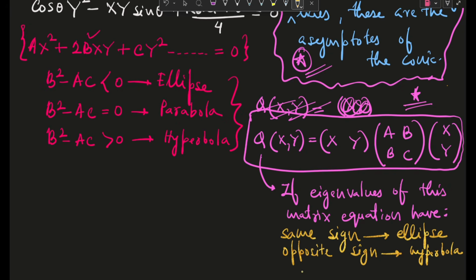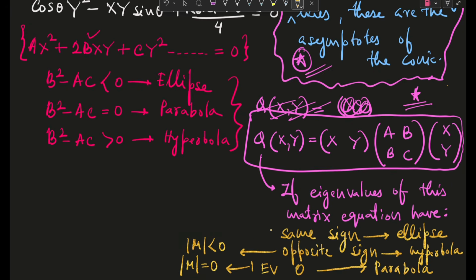And if any one eigenvalue is 0, then this will become a parabola. And now what do these mean? These mean mod m is equal to 0. This means mod m is less than 0. And this particular thing means mod m is greater than 0. Okay.